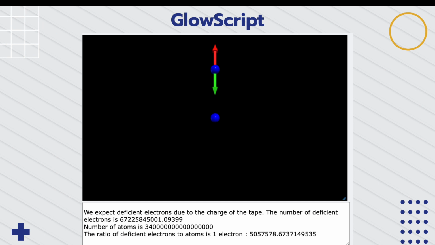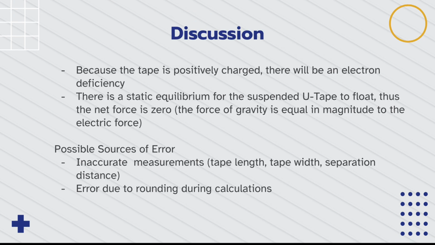This slide shows a visualization of the code, with the results of the deficient electrons, number of atoms, and the ratio of deficient electrons. Here is an overview of the results. Because the tape is positively charged, there will be an electron deficiency. There is a static equilibrium for the suspended U-tape to float. Thus, the net force is 0.